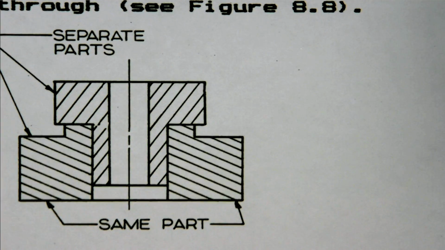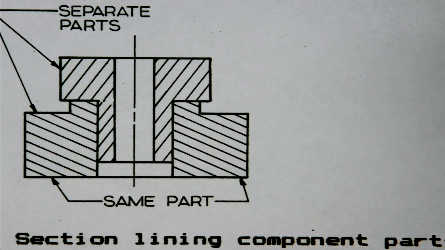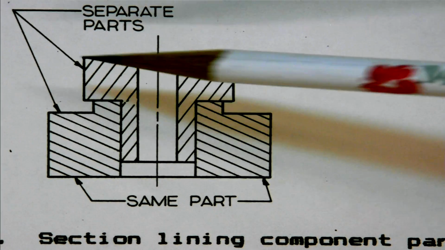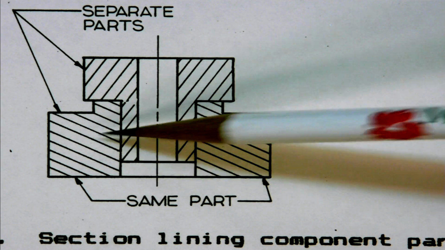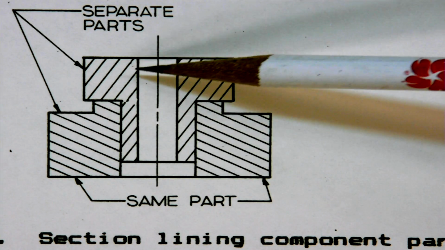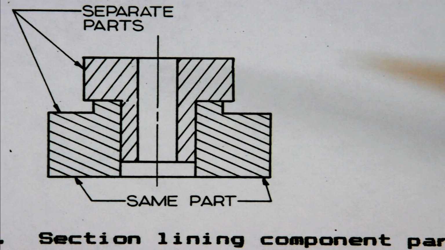Again, just another example of an assembly section here on 8.8. Okay, so again, your crosshatch lines for this component are going to be different from this one. Again, notice that this and this are the same part, this and this is the same part, but these are then different parts.